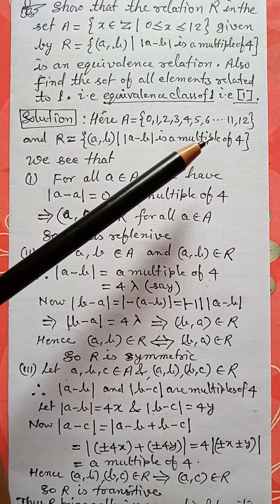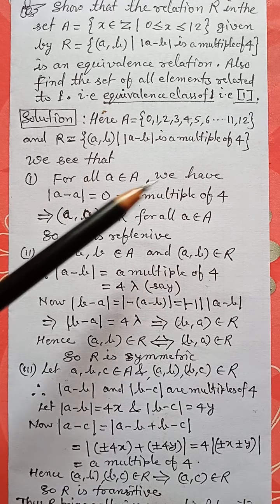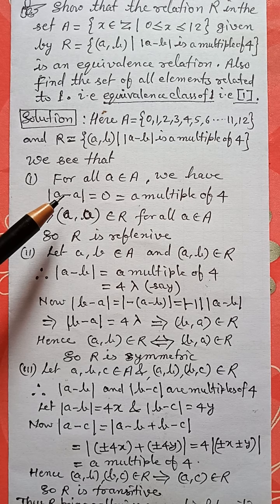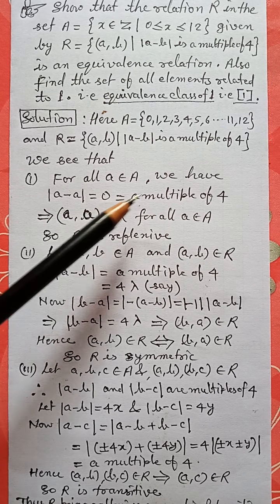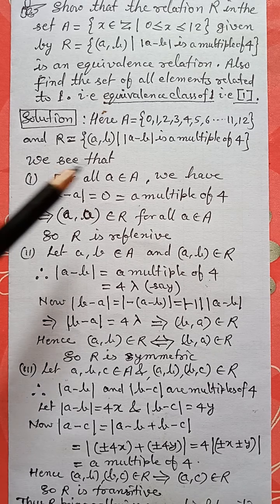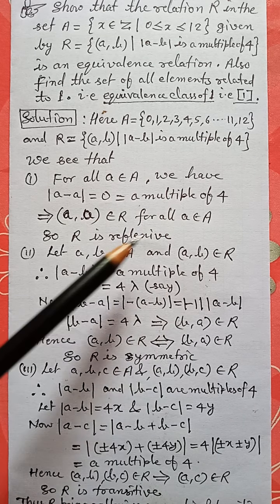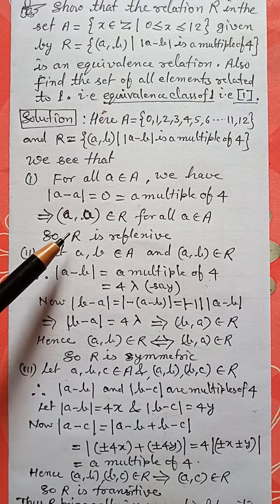Now we observe that for all A belonging to A, we have modulus of A minus A, that means modulus of 0, is a multiple of 4, and this implies that (A, A) belongs to R. That means A relates to itself under this relationship. This is true for all A belonging to A, and this indicates that R is reflexive.